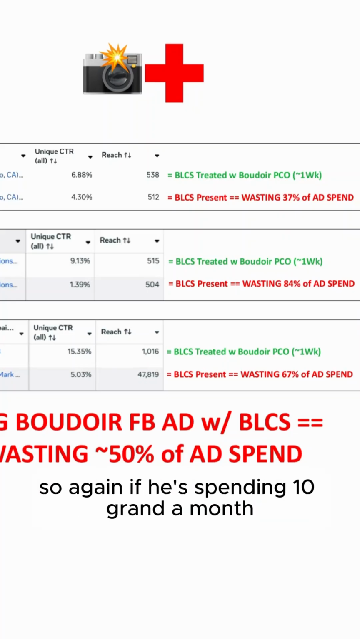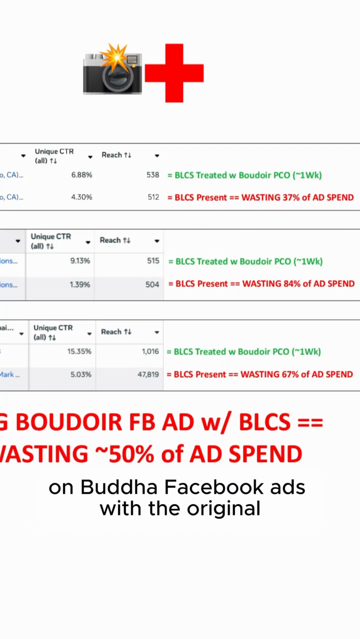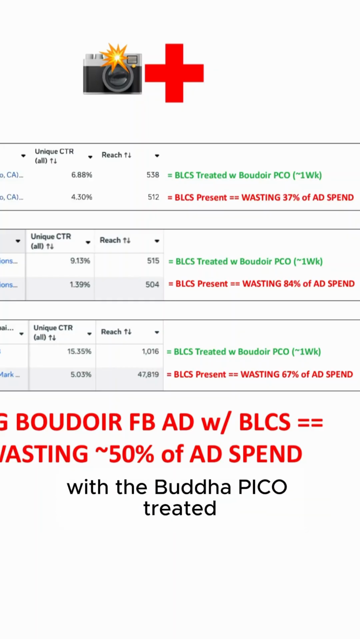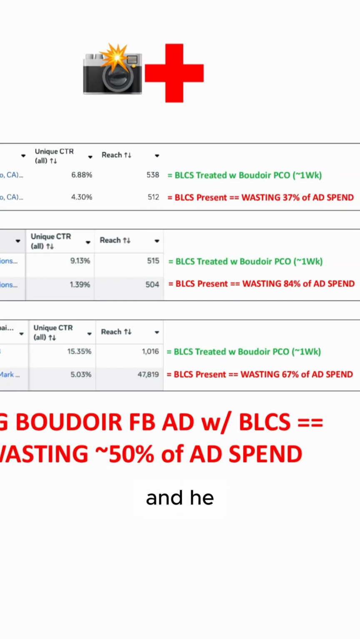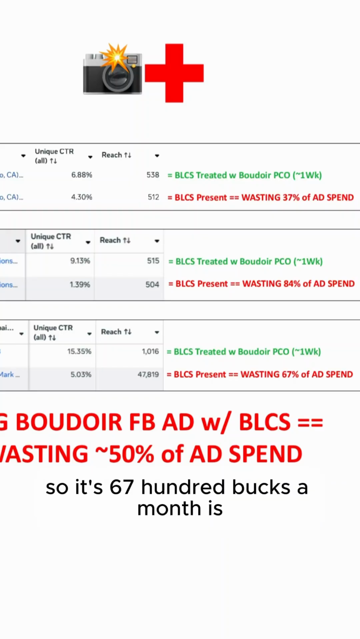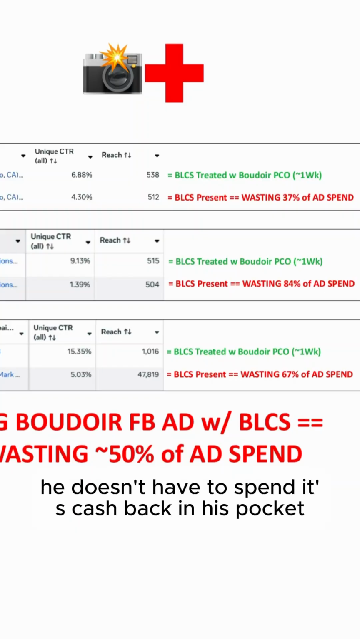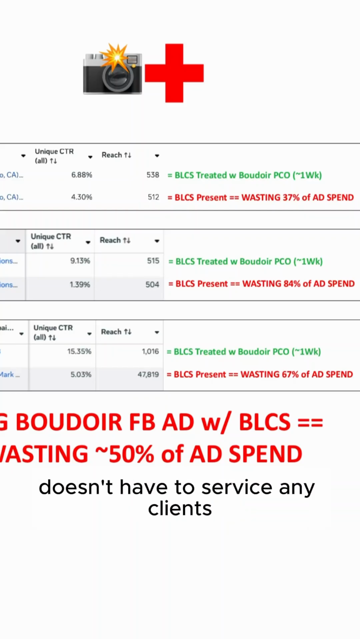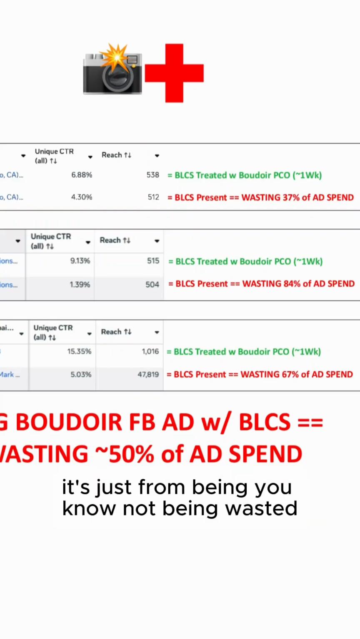So if he's spending 10 grand a month on Boudoir Facebook ads with the original, he now only has to spend $3,300 a month with the Boudoir Pico treated ad, and he gets his ad into the same number of women's brains. So it's $6,700 a month he doesn't have to spend. It's cash back in his pocket, like a $6,700 a month bonus. Doesn't have to service any clients. It's just from not being wasted.